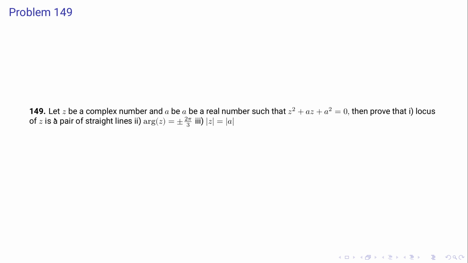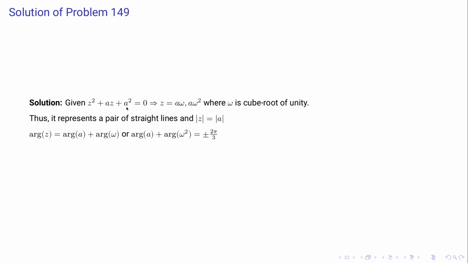Problem 149 says that let Z be a complex number and A be a real number such that Z square plus AZ plus A square is equal to 0. Then we have to prove that the locus of Z is a pair of straight lines, argument of Z is equal to plus minus 2 pi by 3, and mod of Z is equal to mod of A.